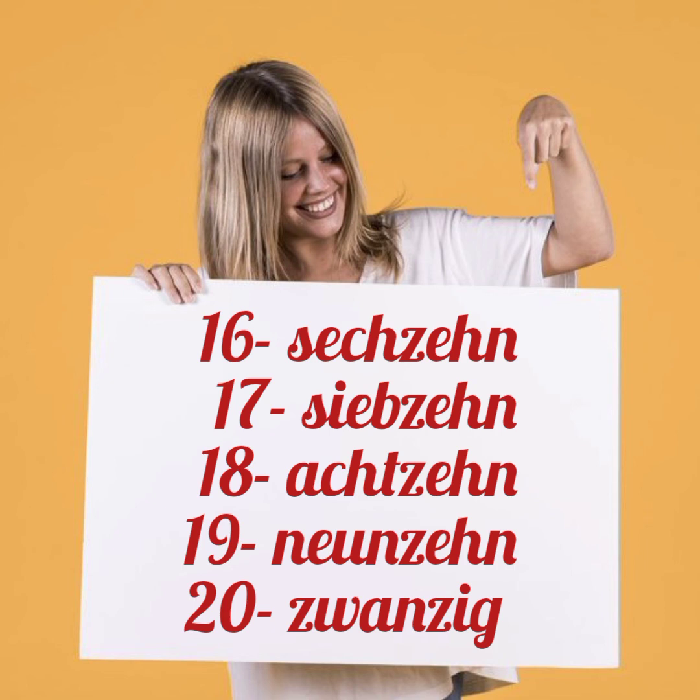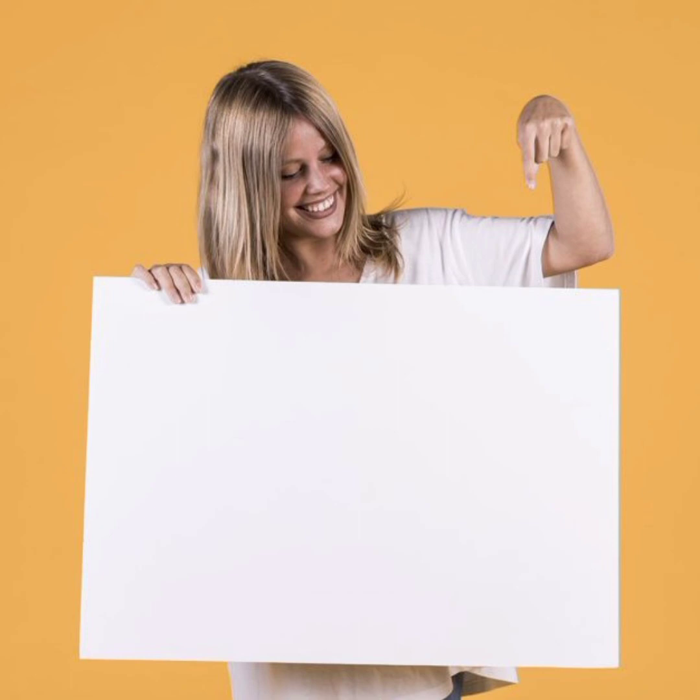20 is zwanzig. All right? And that is how you get to say the numbers between 1 and 20. In this video, I'm only talking about numbers 1 to 20.